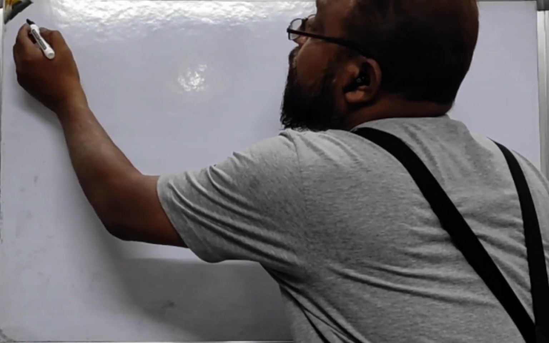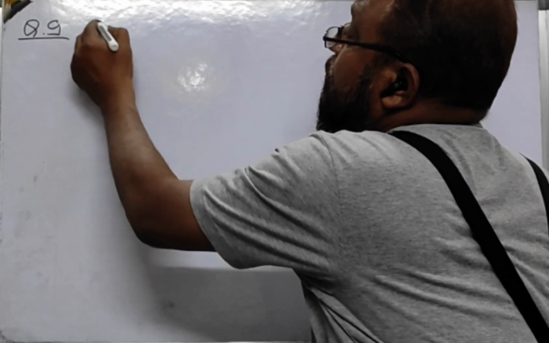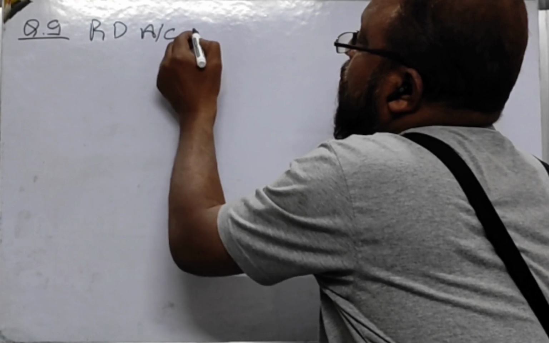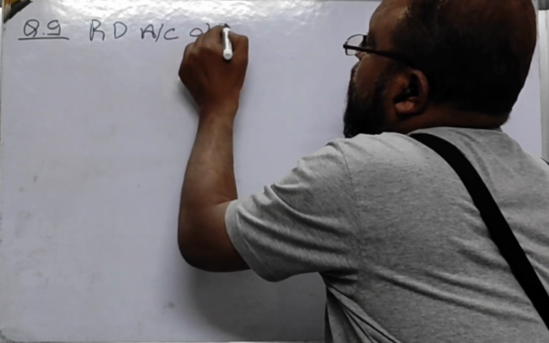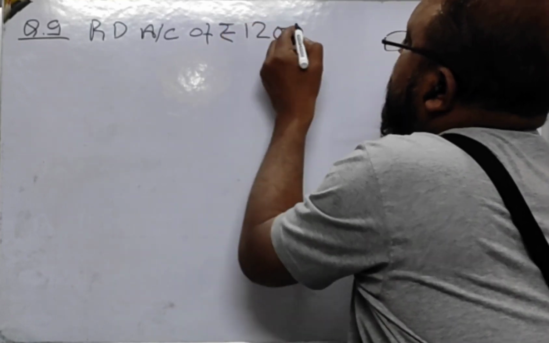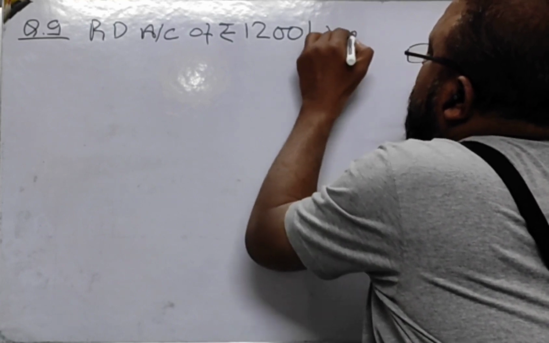Question number 9 is like this. A recurring deposit account of rupees. So, an RD account of rupees 1200 per month.